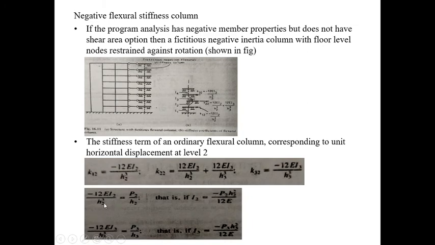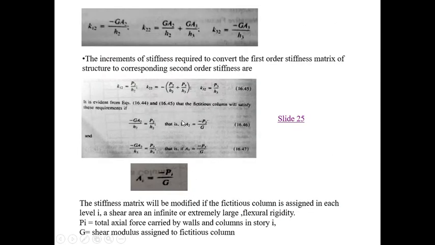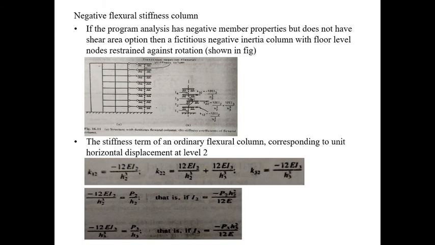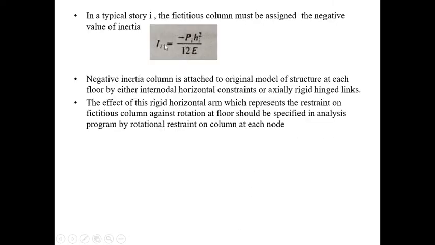So you will be getting the inertia, that is the I value. In the previous one we had got the shear area value. In this we will be getting the I value, that is the inertia of the columns here. So here you will be getting I2 is equal to minus P2 H2 cube upon 12E, and I3 is equal to minus P3 H3 cube upon 12E. So in general, the inertia of the fictitious column, capital I of the i-th story, is equal to minus Pi Hi square upon 12E.